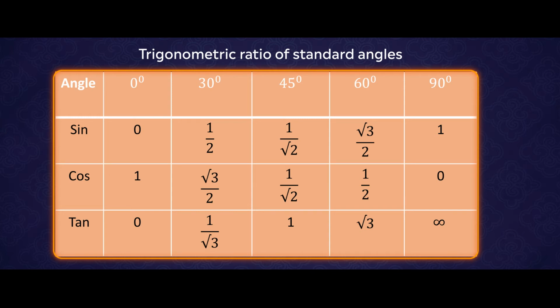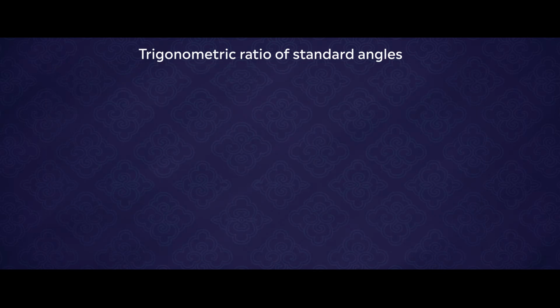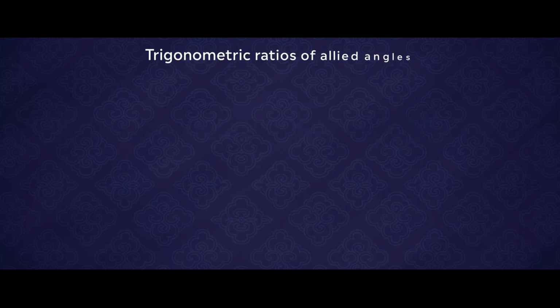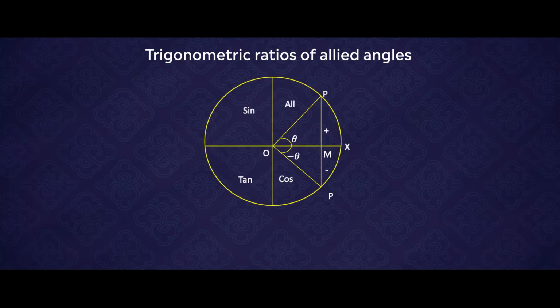For you to try, I have given one question here. What is the value of the function 2 tan 30 degree divided by 1 plus tan square 30 degree? The next one is we are going to learn trigonometric ratios of allied angles. Before we move on to that, we'll go through this diagram here.